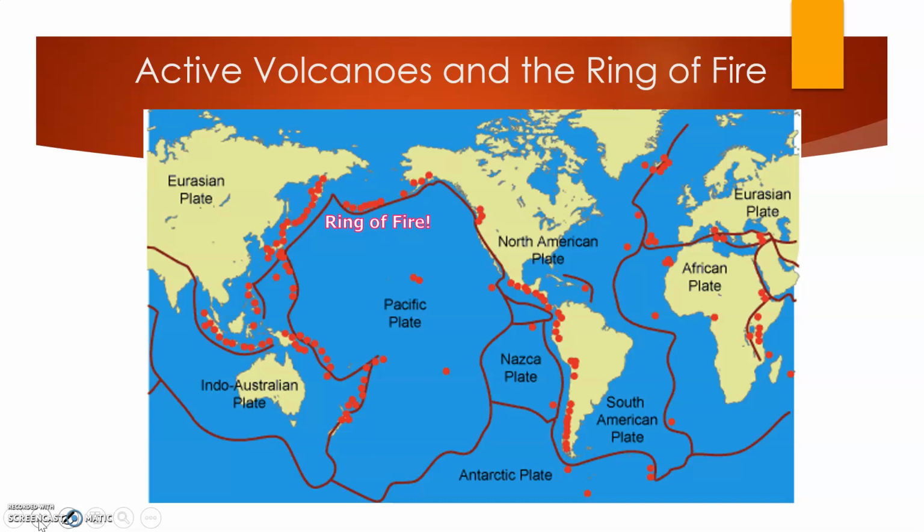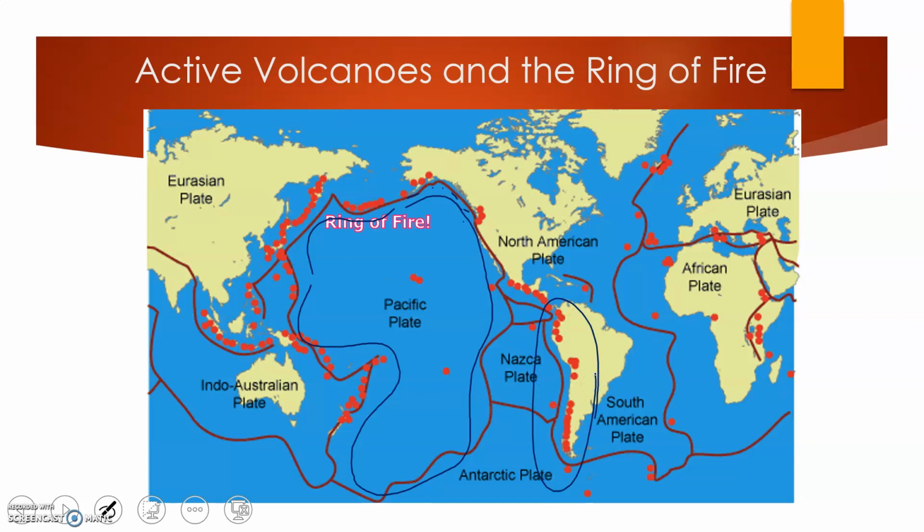These are where most of the active volcanoes are. Note this right here is the Ring of Fire, lots of active volcanoes there. This right here is subduction. This is the East African Rift Valley, and all of the Ring of Fire subduction as well. Not all of it, but most of it anyway, that's highlighted.